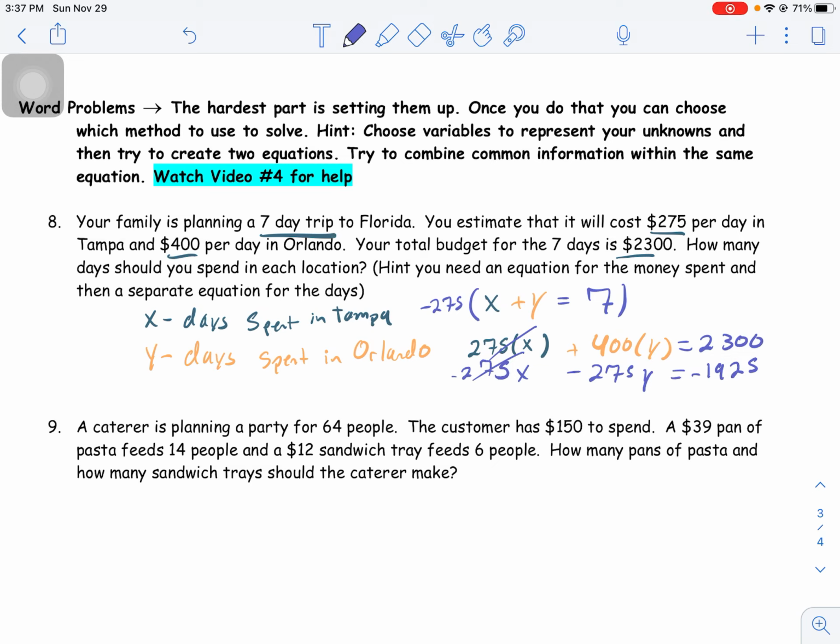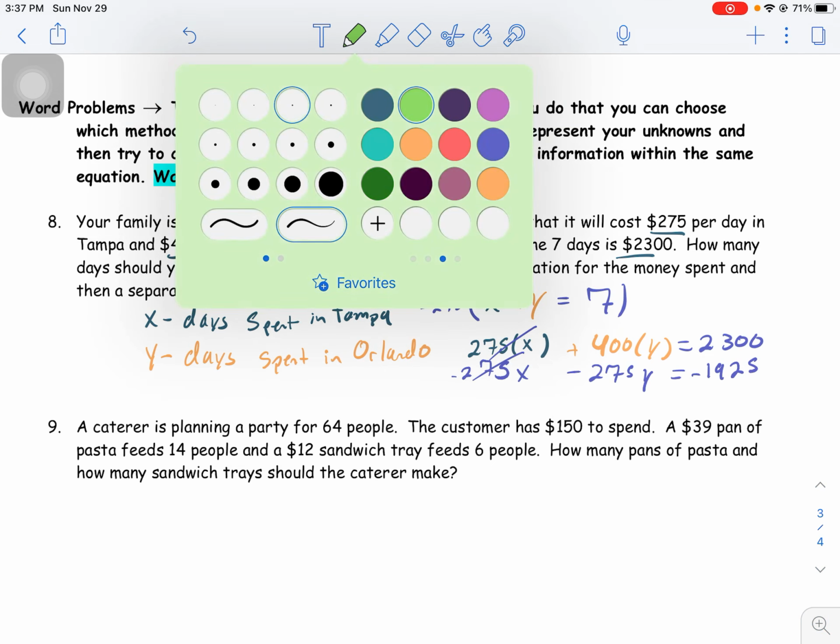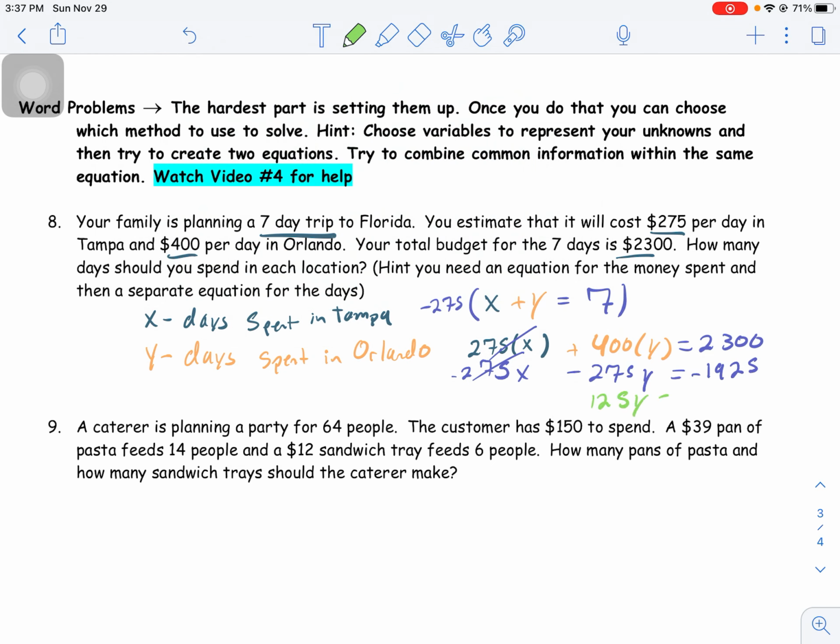So then we have 400 minus 275, which gives us 125. So we have 125y is equal to 2300 minus 1925, which is 375. You divide by 125 on both sides, and you get y is equal to 3. All right, so this tells us that we would spend 3 days in Orlando.